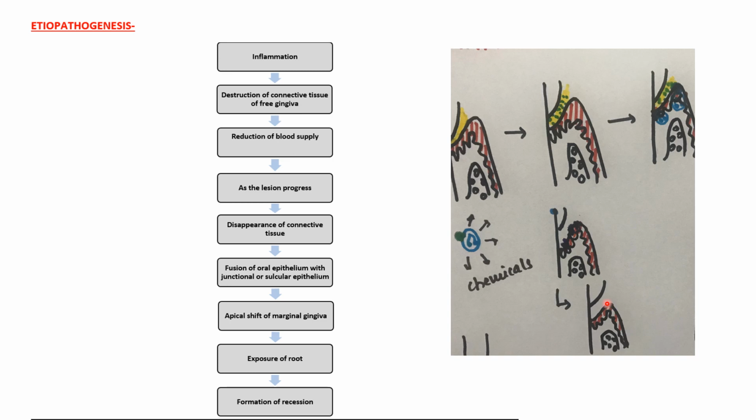Because of this, there is fusion of oral epithelium with junctional or circular epithelium. So oral epithelium is this, the outer portion, the middle portion is the junctional epithelium, and this one is the circular epithelium. Oh sorry, this is the junctional epithelium, this is circular epithelium, and this is the oral epithelium. So what happens is these two epithelia get fused to each other. Because of this, there is apical shift. As I said in the definition, apical shift is towards the apex, towards the root. So there is apical shift of this marginal gingiva. It shifts apically, and because of that apical shift, there is exposure of root. So the roots get exposed, and there is formation of recession.